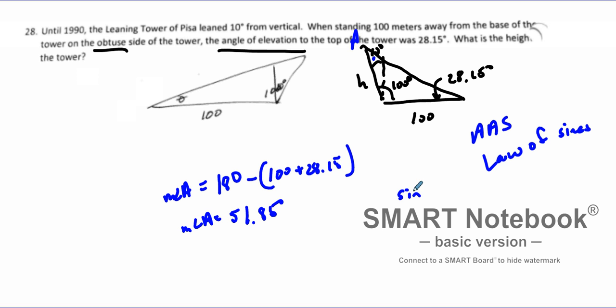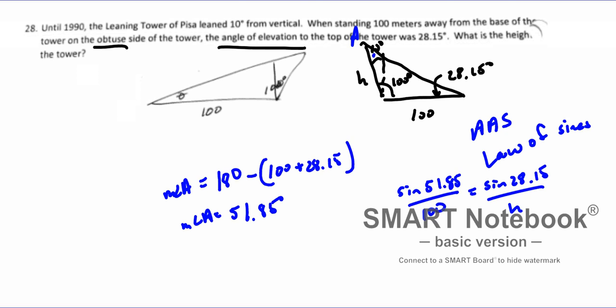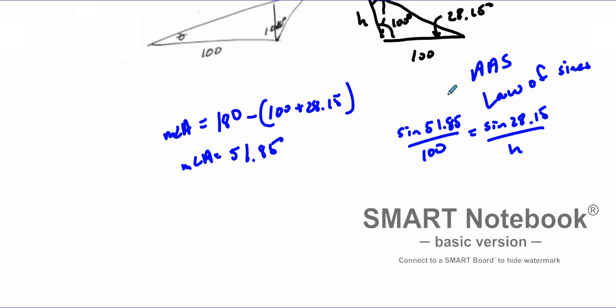The law of sines says if I take the sine of the angle 51.85 and make its opposite side 100, and set that equal to the sine of 28.15 over h, which is the height of the piece that I want to find, then I solve for h by cross multiplying. So I take 100 times the sine of 28.15, divide that by the sine of 51.85, and that will equal h.